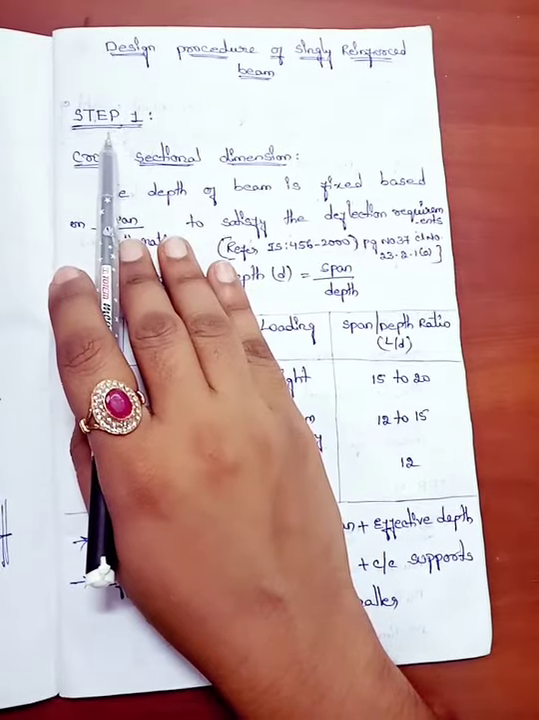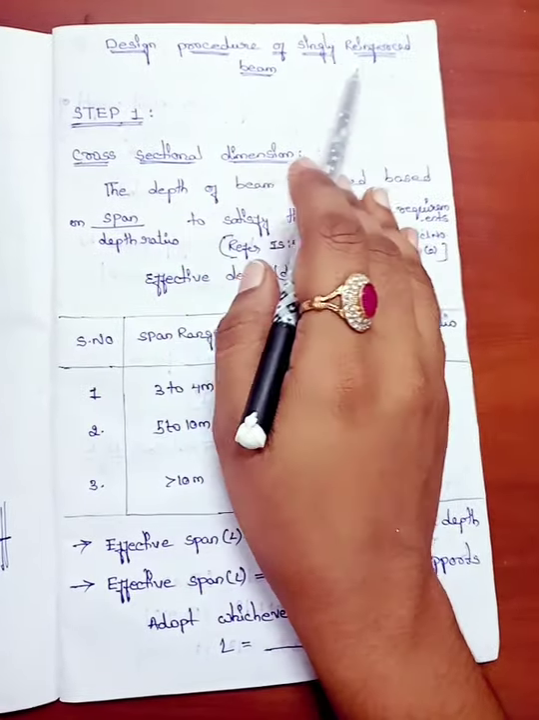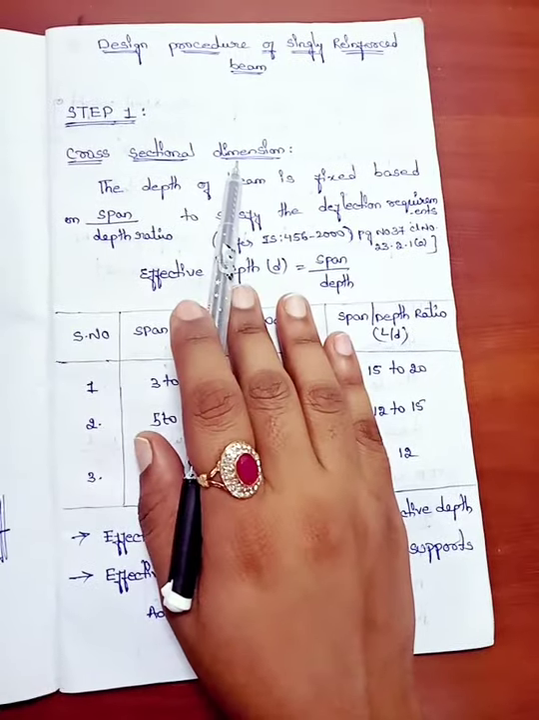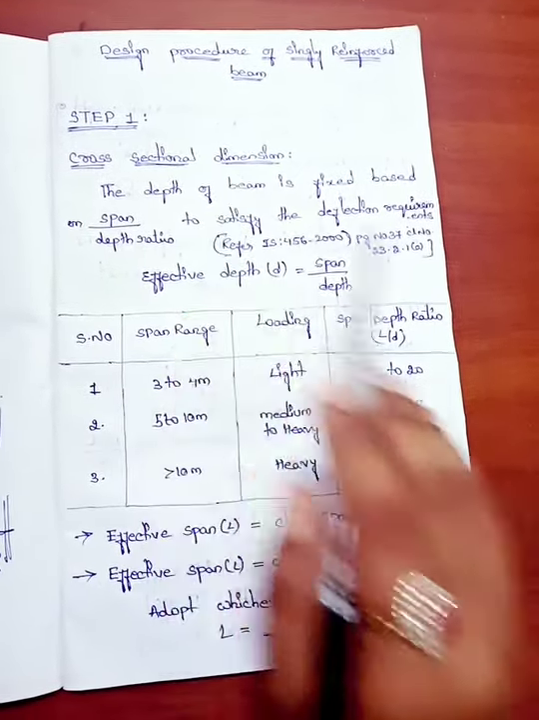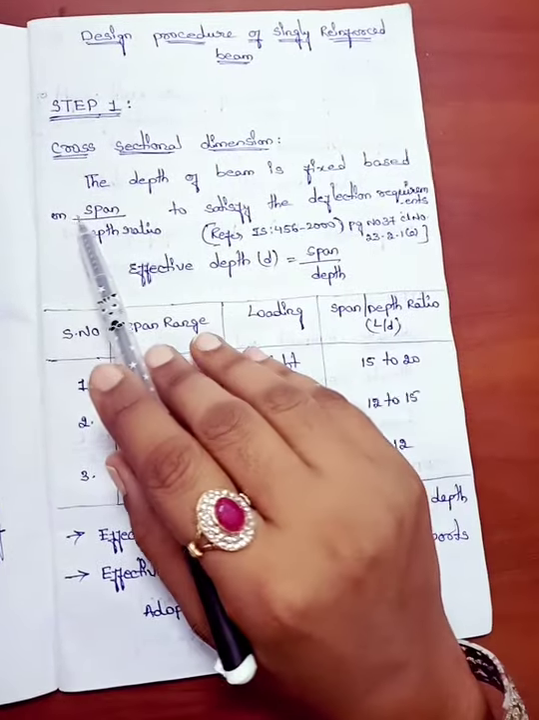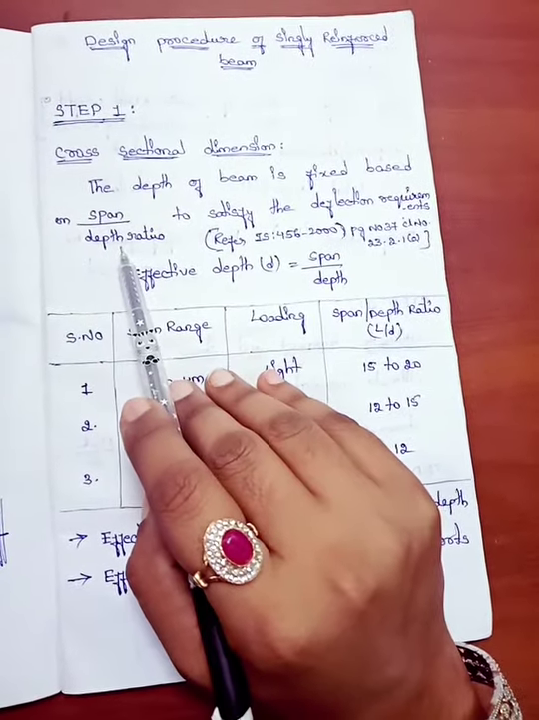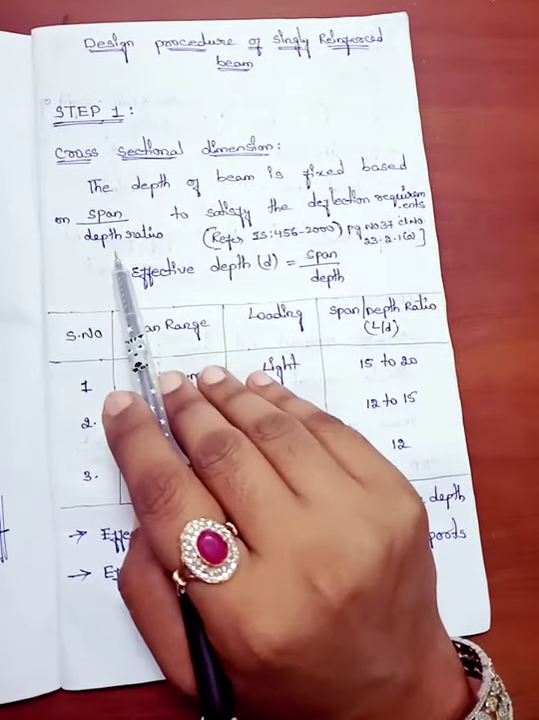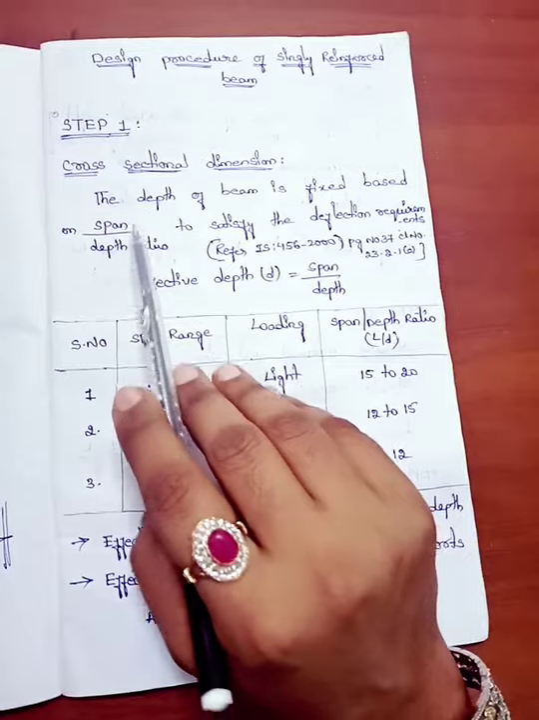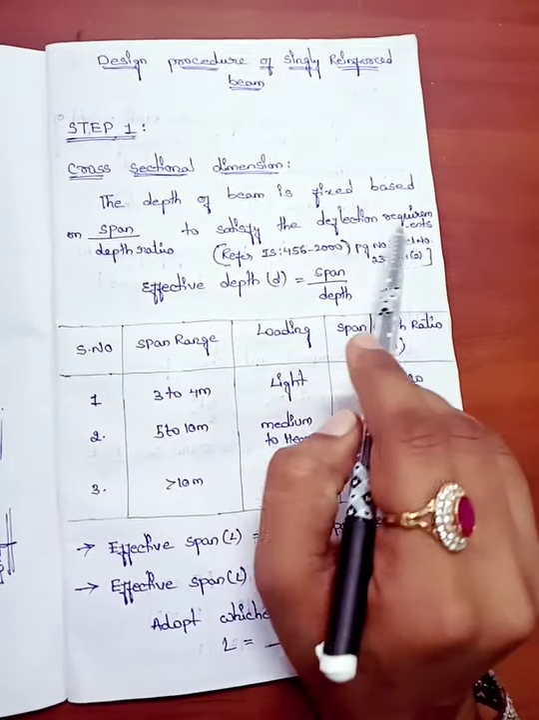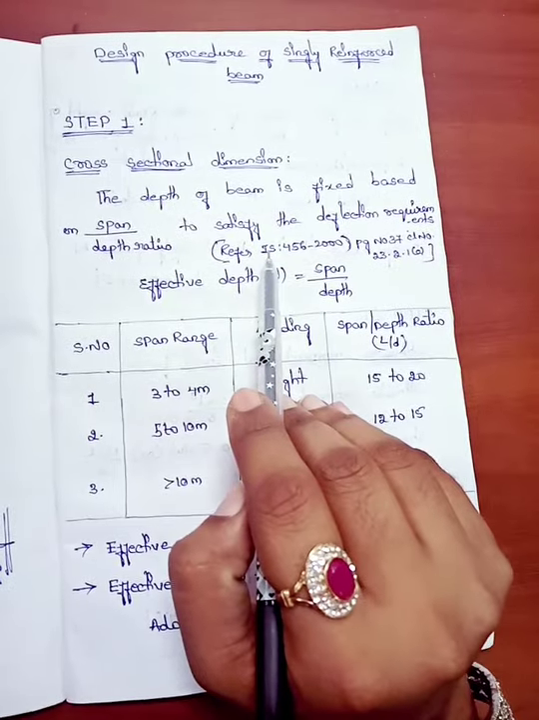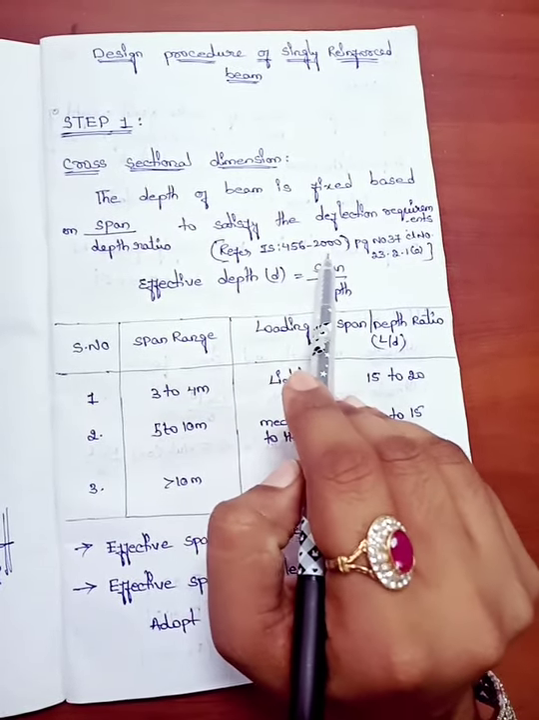So moving to the first step in the design procedure of a singly reinforced beam, we need to find the cross-sectional dimensions. The depth of the beam is fixed based on the span by depth ratio. So based on the span by depth ratios, we'll see that. To satisfy the deflection requirement, you can refer to page 37 of IS 456-2000.